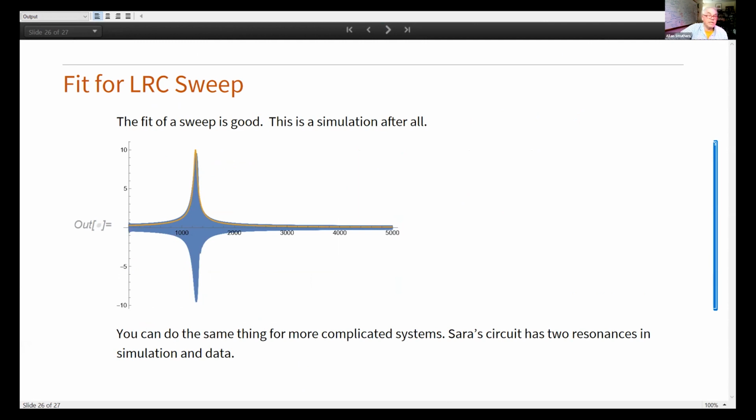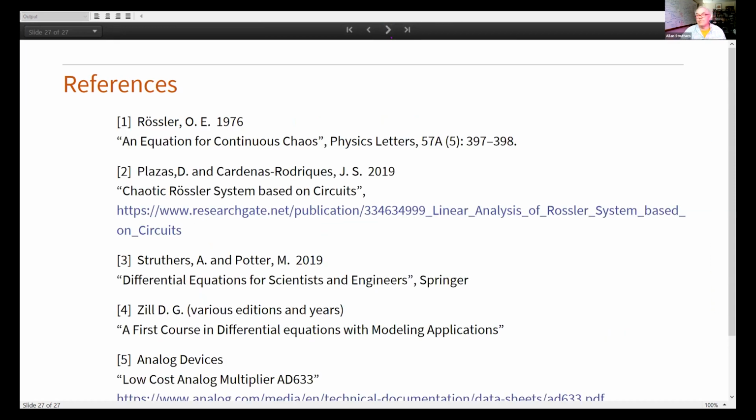And you can do exactly the same thing for more complicated systems. Sarah's circuit has 2 resonances in simulation and data. And I think that's where I thought I would get to, and it was right. Does anybody have any questions?